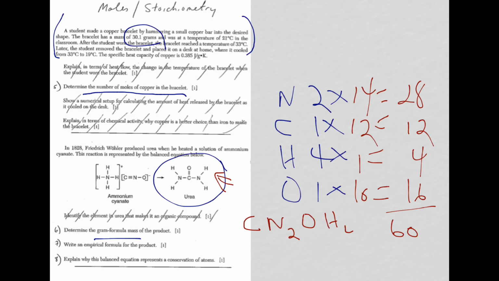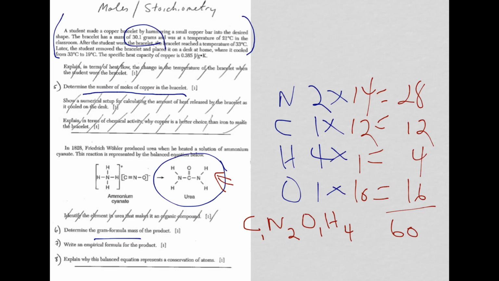It doesn't matter what order you put it in for the test, and if I want to write an empirical formula, it's the lowest whole number ratio. And guess what? Since I have 1 carbon and 1 oxygen, I can't divide anything through and not end up with a fraction or decimal. So my empirical formula is also the molecular formula.